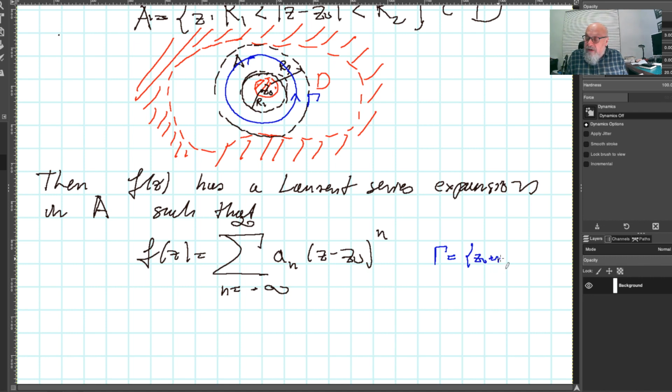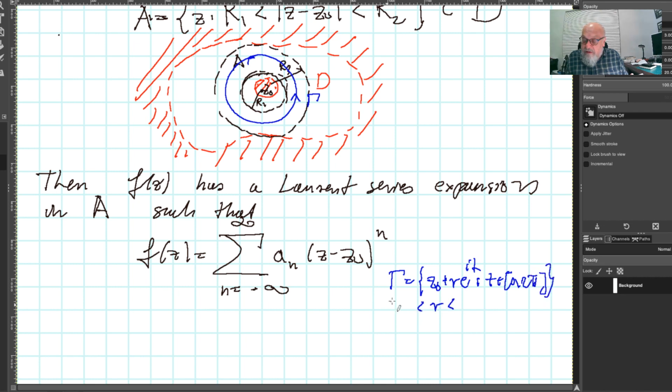z0 plus R e to the i t, t belongs to 0 to 2 pi. I cannot squeeze it here, so put it here. Gamma is equal to z0 plus R e to the i t, t belongs to 0 to 2 pi, and R is between R1 and R2.